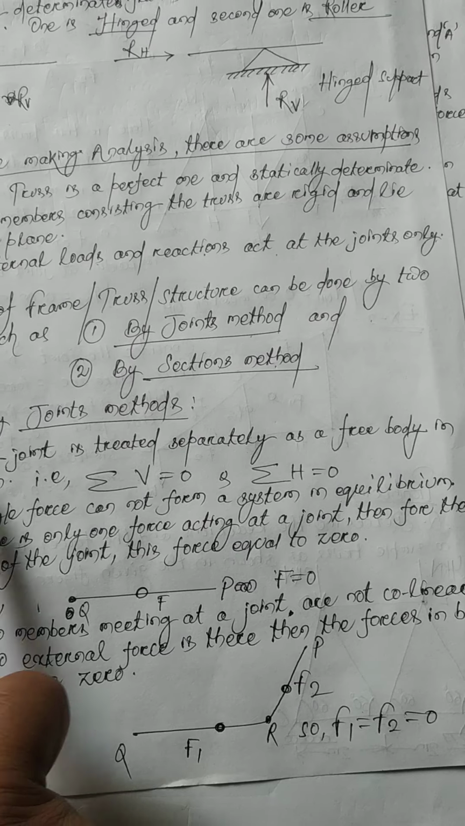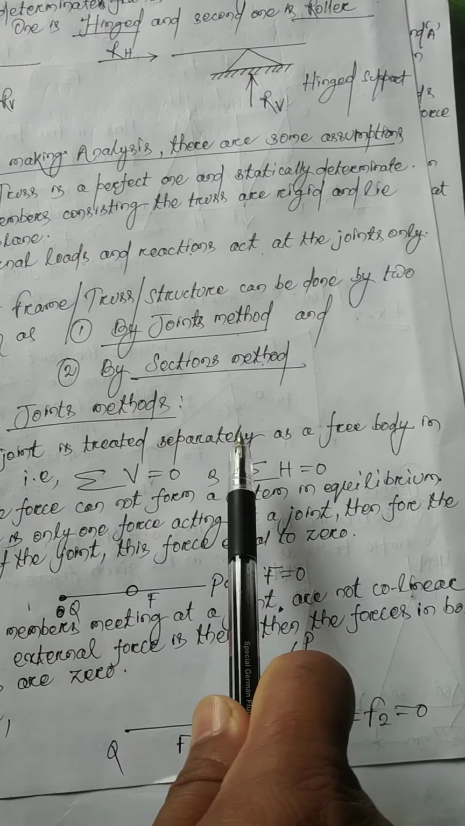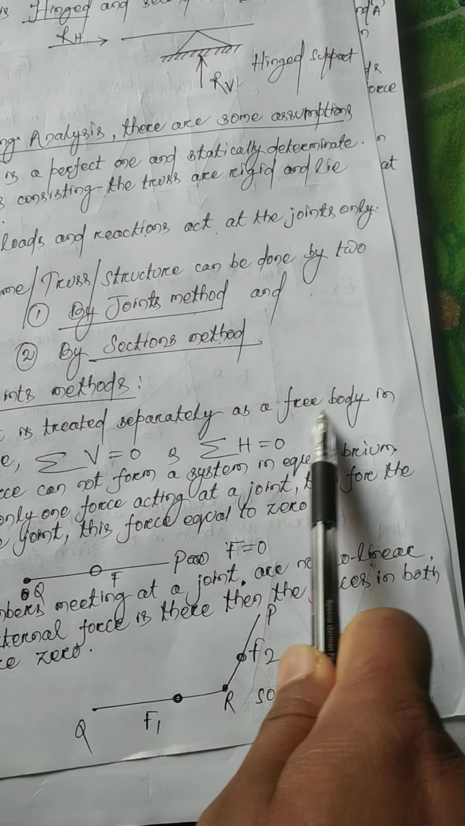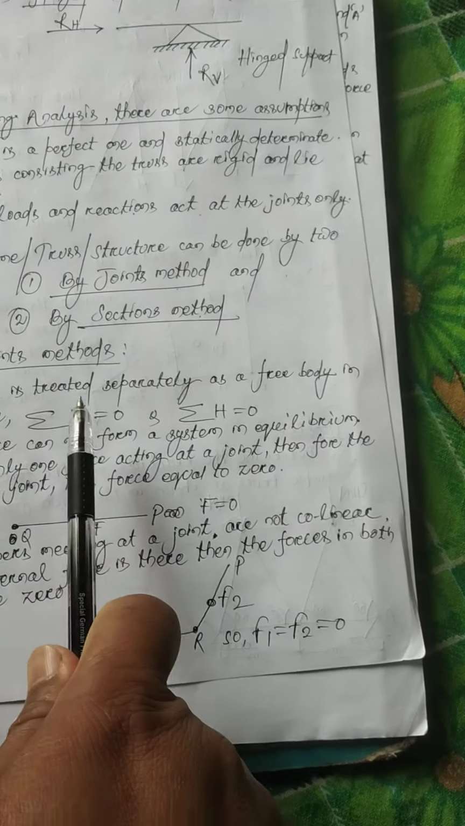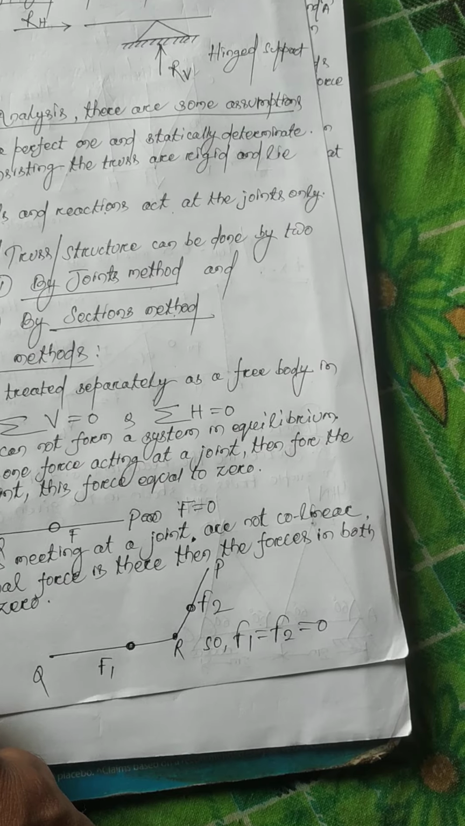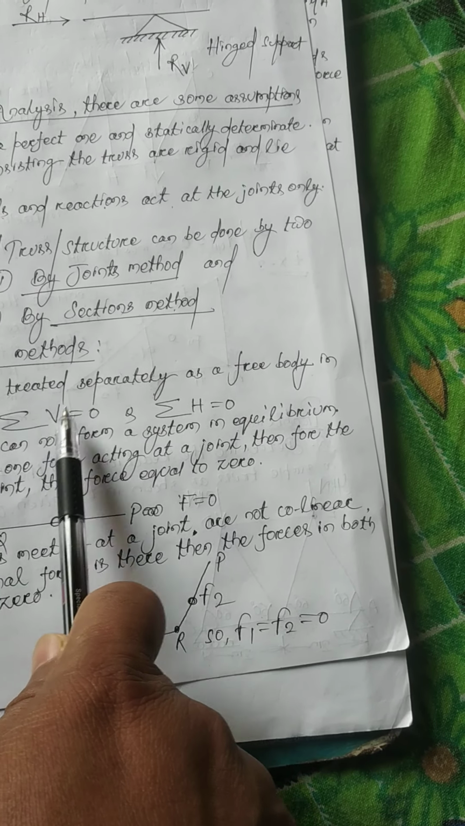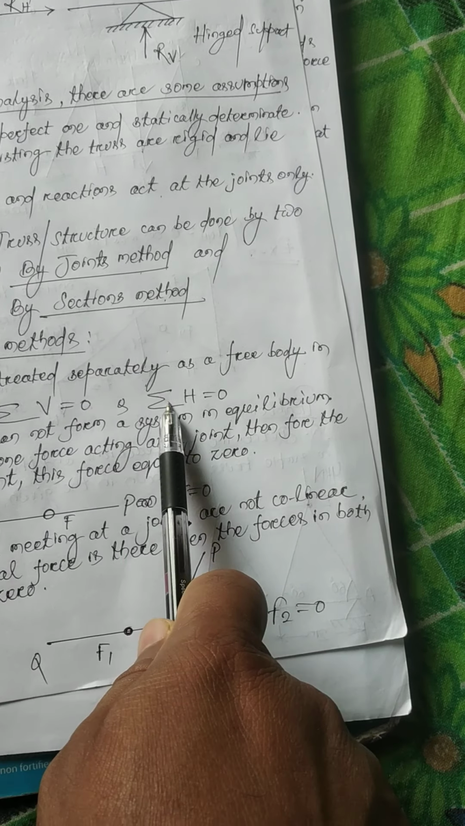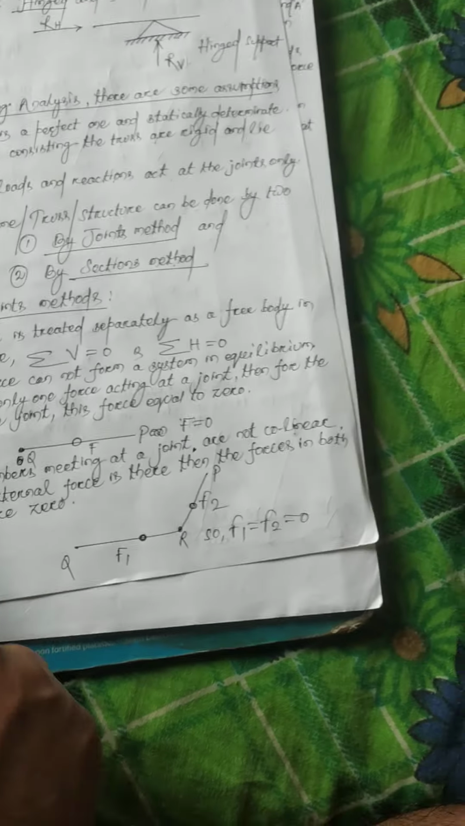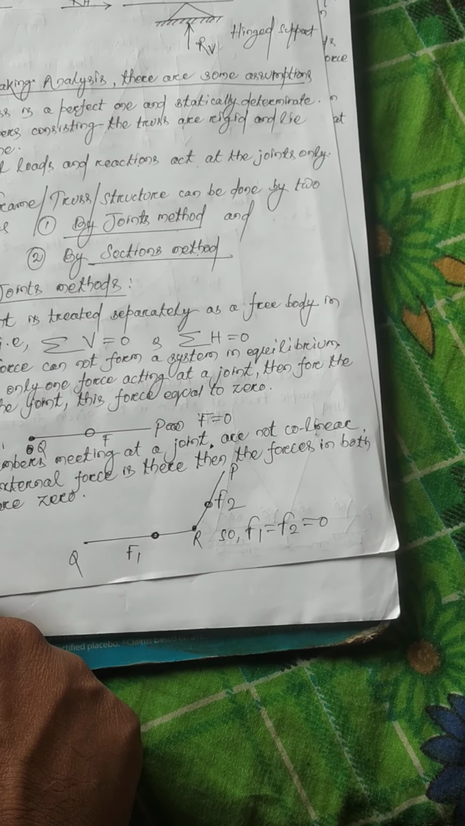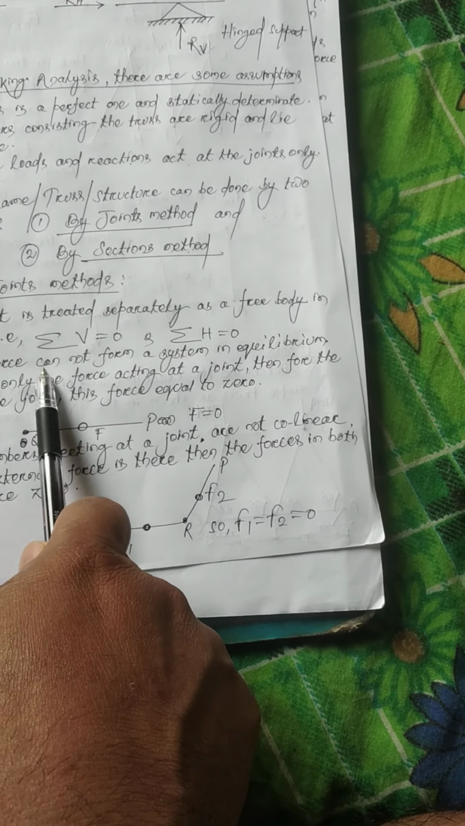First point we have to remember: every joint is treated separately by free body diagram and we apply the equations of equilibrium. That is, sum of all vertical forces is equal to 0, and sum of all horizontal forces is equal to 0.